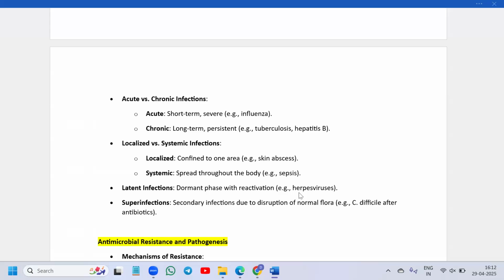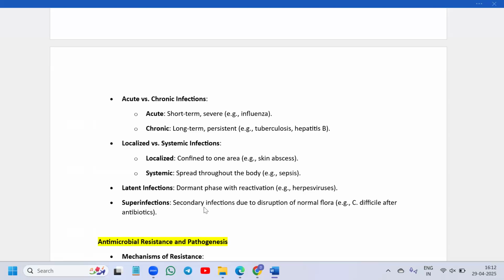So it can stay in some place, yes, in some nerve root ganglion or something, and upon reactivation, it can start causing disease and causing symptoms. Till then, it will remain dormant. Okay, that is what a latent infection is.